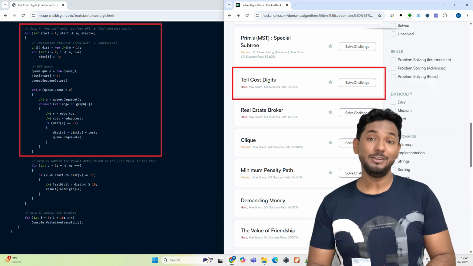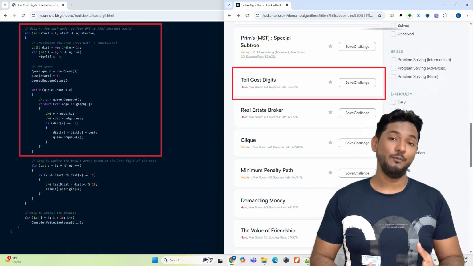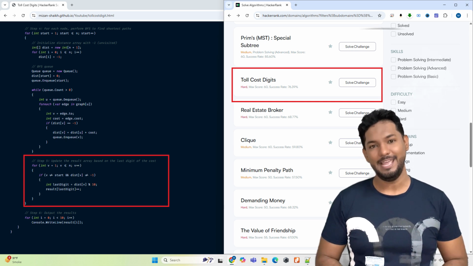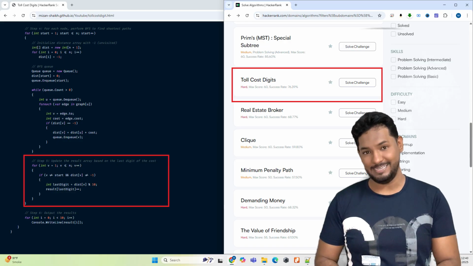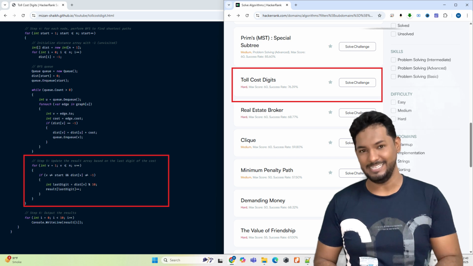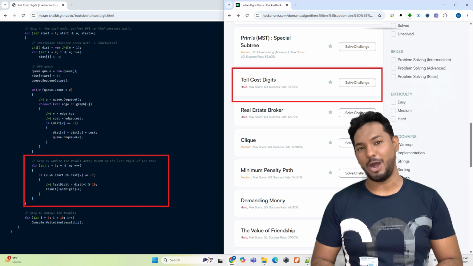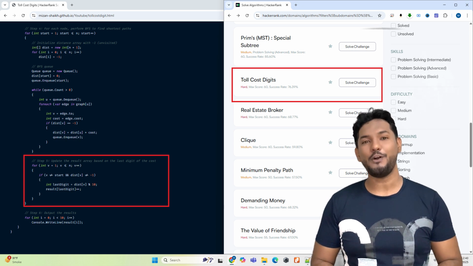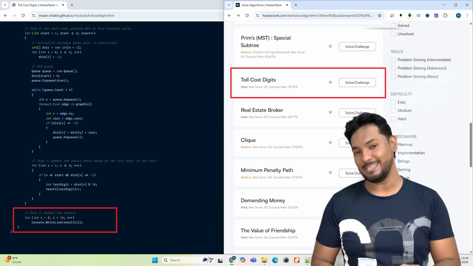Here's the key insight. After completing the BFS for a starting junction, we update our result array based on the last digit of each reachable junction's distance from the starting point. This is where we tally how many paths lead to a cost that ends with each digit. Finally, after processing all junctions, we simply output the counts for each digit from 0 to 9. This gives us a clear picture of how many shortest paths can be associated with each last digit.